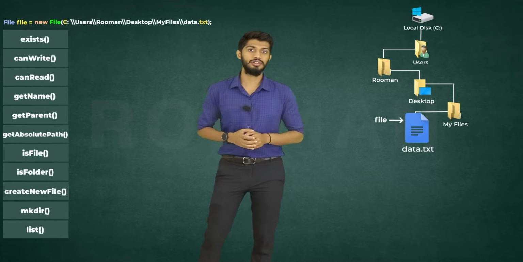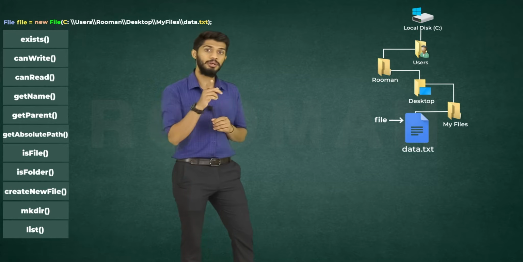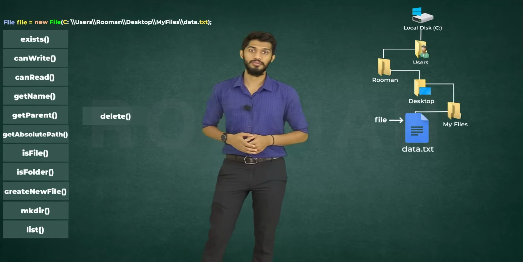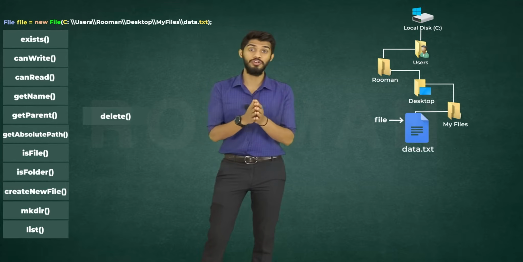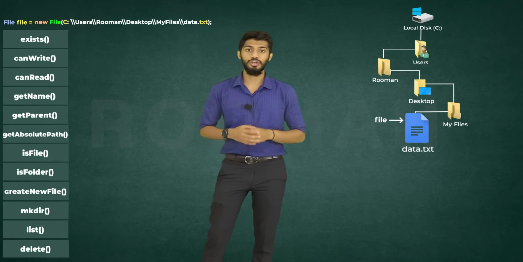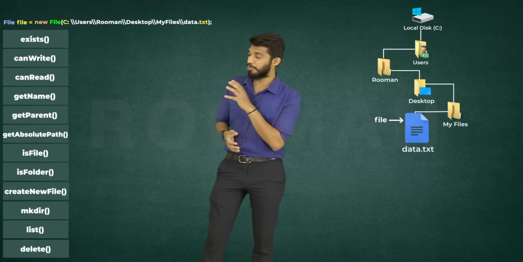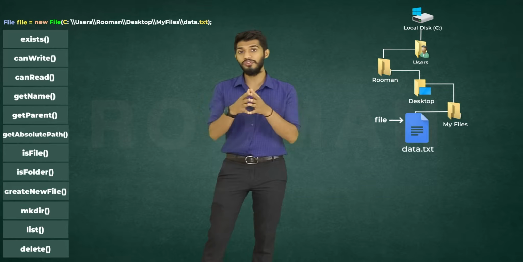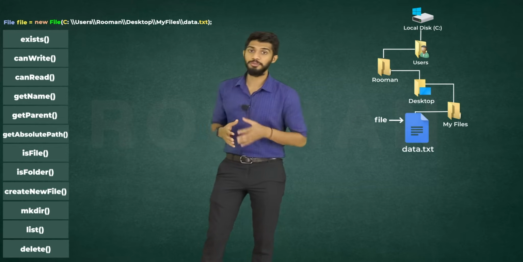Now in case you want to delete that particular file, there is a method for that, and the name of the method is delete. These are all the different methods that we have in the File class. Apart from this, there are other methods as well, but these are the important methods which are basically used n number of times. So what we shall do is go and write some code on all of these methods.